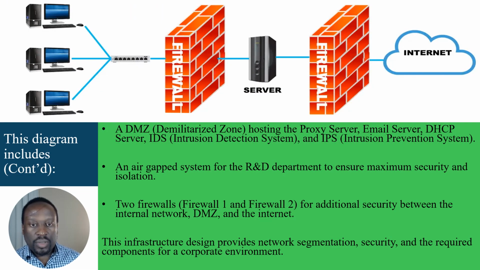This drawing also includes a demilitarized zone hosting the proxy server, email server, DHCP server, intrusion detection system, and the intrusion prevention system. It also includes an air-gap system for the research and development department to ensure maximum security and isolation. It has two firewalls, firewall 1 and firewall 2, for additional security between the internal network, the DMZ, and the internet. This infrastructure design provides network segmentation, security, and the required components for a corporate environment.